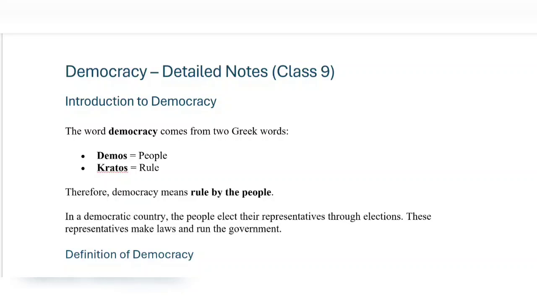So we can understand the definition this way, that in a democratic country, people elect their representatives through elections, and these representatives make laws and run the government for the people who are electing them. In a similar way, one more definition was given by one of the famous American presidents, Abraham Lincoln. He said that democracy is a form of government by the people, of the people, and for the people.